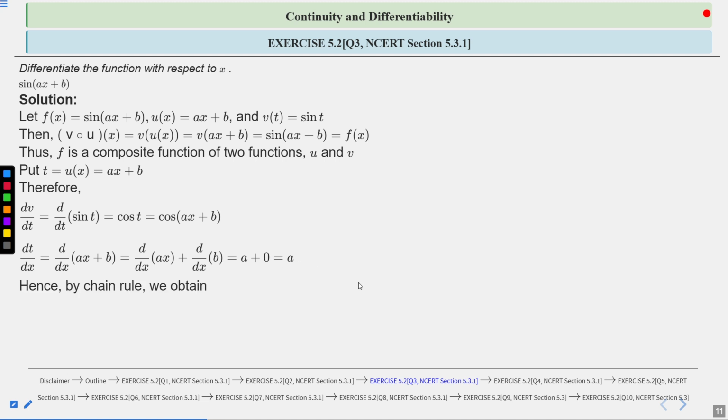Hence, by the chain rule, we obtain df/dx equal to dv/dt into dt/dx, which is equal to cos of ax plus b into a, which will be equal to a cos of ax plus b. Got it? So df/dx will be equal to a cos of ax plus b.